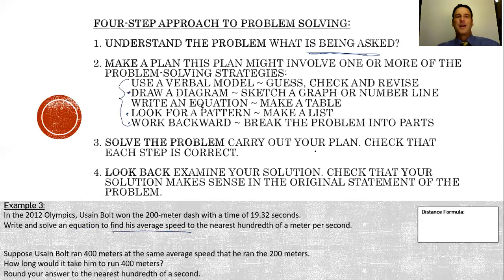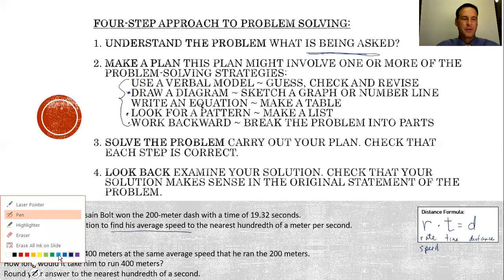Now off to the right, I have something called the distance formula. I'm going to write this for you. This distance formula is r times t is equal to d. This is rate. Rate is another name for speed. Times time equals, of course, distance. And so I'm going to use that way over here. I'm going to say, hey, rate times time equals distance. I'm going to get a darker color so that you can see this better. How about red?